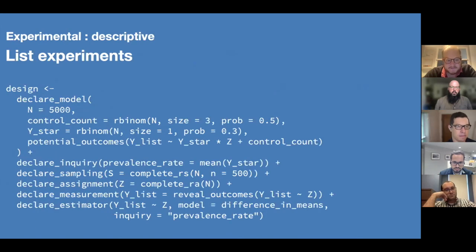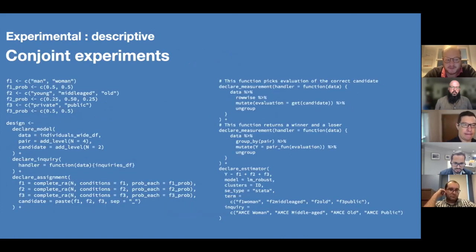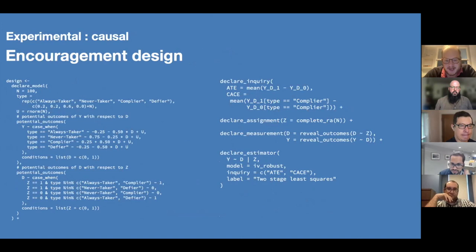List experiments. Won't go through this in detail, but the potential outcomes include the count of the control items, as well as the latent variable that's a sensitive question. Conjoint experiments are quite complicated, but it does allow you to do a power analysis of a conjoint. Encouragement designs, where our inquiry is not the average treatment effect, but the complier average causal effect. We're conditioning on a complier type.